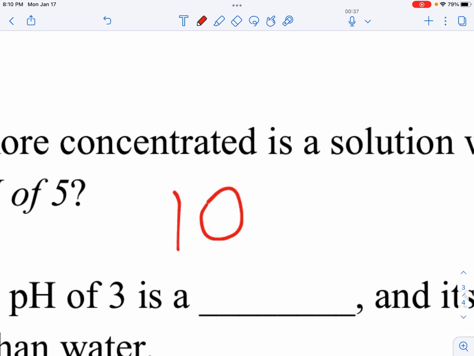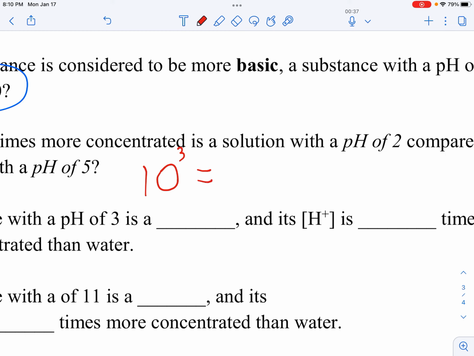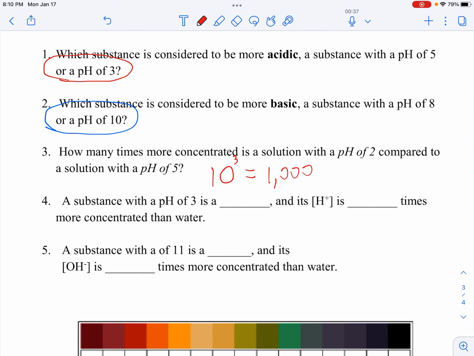Let's write that 3 over again here. So 10 to the 3rd power is 1,000. Or you can say 10 times 10 times 10. So a pH of 2, the hydrogen ion concentration is 1,000 times more concentrated than a solution that has a pH of 5.